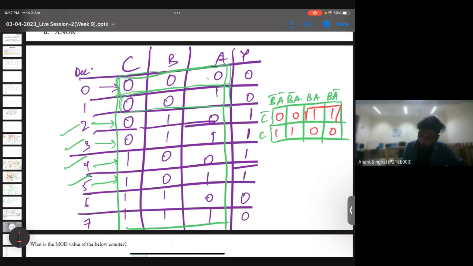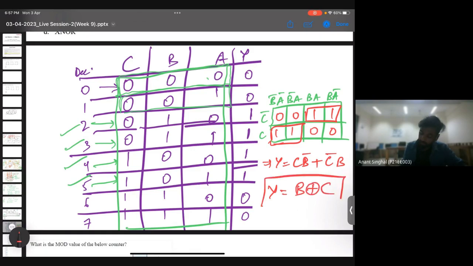We can make two pairs out of it. So Y will be nothing but this will be C and this will be B bar, and this will be C bar and this will be B. So Y will be nothing but B XOR C. Is it clear? Everyone, is it clear?